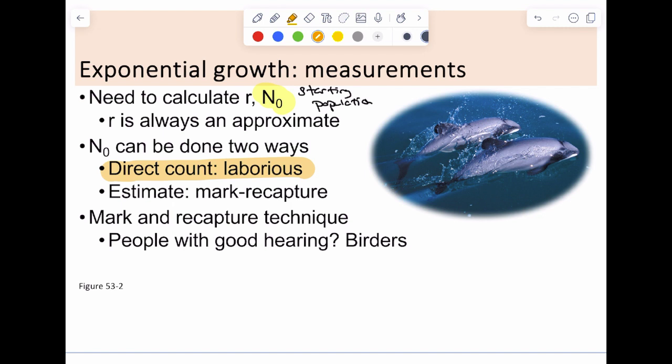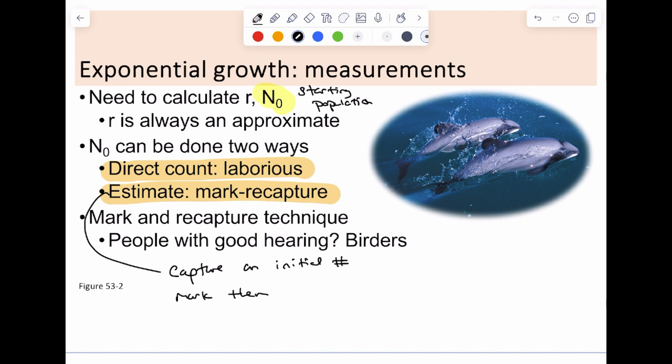So what we do instead is a modified version of what's known as mark and recapture. Mark and recapture turns out to be really easy, and it's a proportions game that has a whole bunch of assumptions in it. So what we do is we capture an initial number. We're going to mark them somehow. I'm then going to release them. So we'll capture some initially, we'll mark them, we let them go.